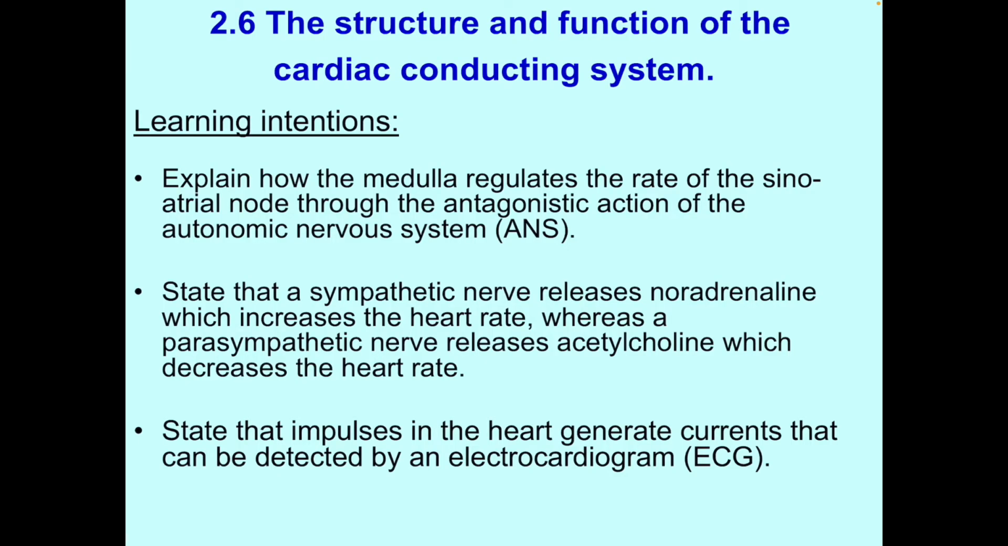So this section is going to look at how the heart rate can be regulated or changed to meet the different circumstances that happen within the body. We're going to look at how the nervous system, via the medulla and the autonomic nervous system, can increase or decrease the heart rate. And we'll also discuss the electrical currents in the heart that are detected by an ECG.